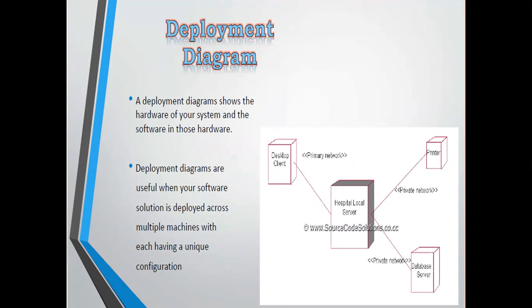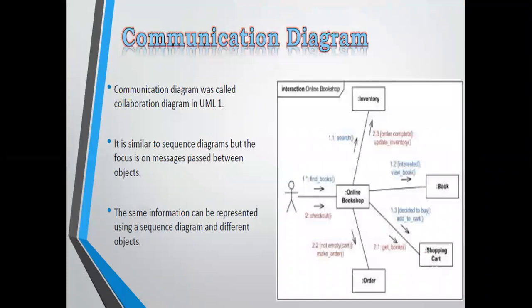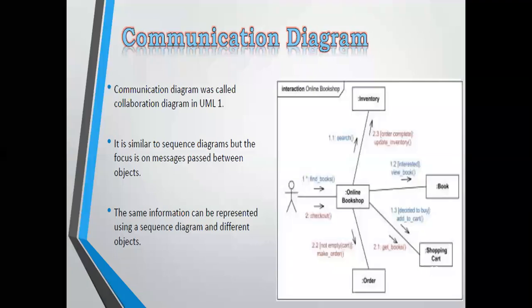Then the next one is the communication diagram. This diagram is also called the collaboration diagram in UML. It is similar to the sequence diagram, but the focus is on messages passed between the objects. Here you can see the online book management system. There is one actor, and you can see the messages passed between the objects. The same information can be represented using a sequence diagram.